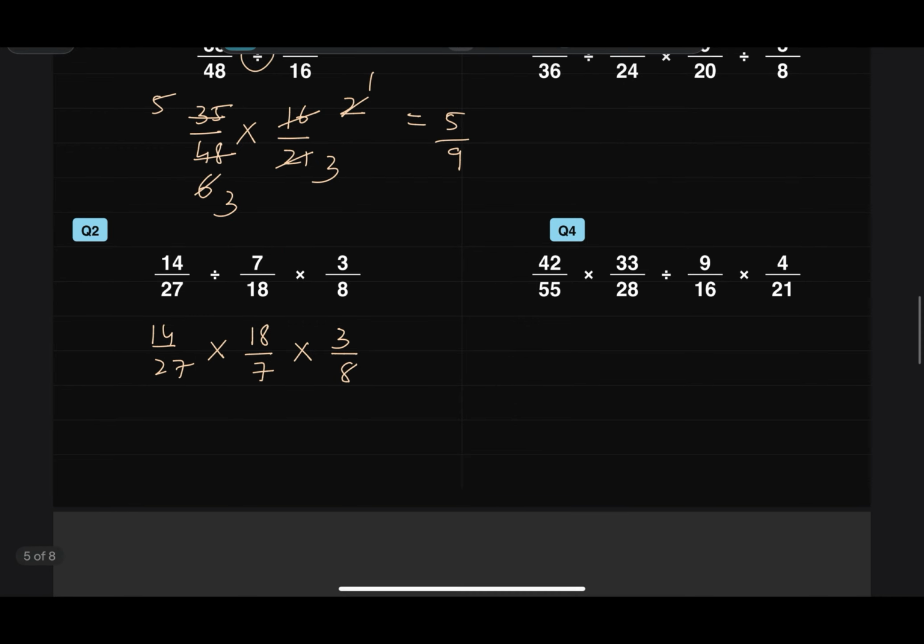Okay. 18 and 27, I want to cancel by 9. 9 twos are 18, 9 threes are 27, 7 ones are 7 and 7 twos are 14. 2 ones are 2, 2 fours are 8, 3 and 3 will cancel off. 2 ones are 2 and 2 twos are 4. That's 8. So 1, 1, 1 is 1. 1, 1 and 2 is 2.